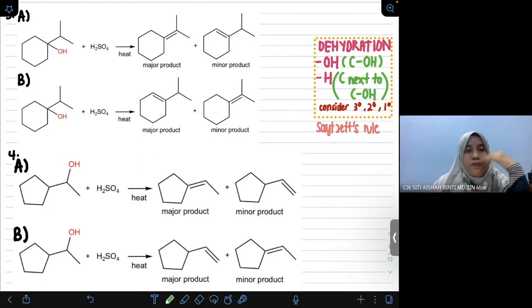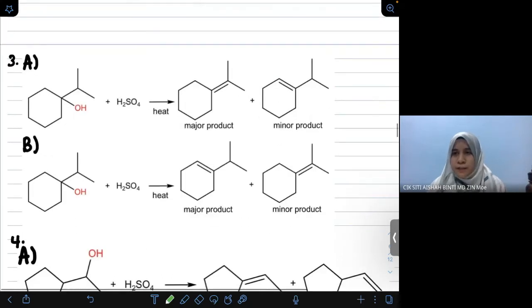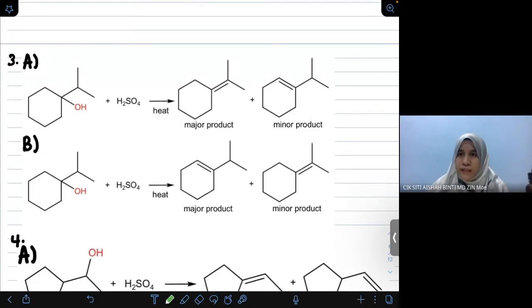Okay, so let's do it together lah. Dah 50 vote. So question number 3, ada 33 votes for A, 18 votes for B. Okay, so what should we do? Okay, so kita tengok lah. What is the classification of the product itself?